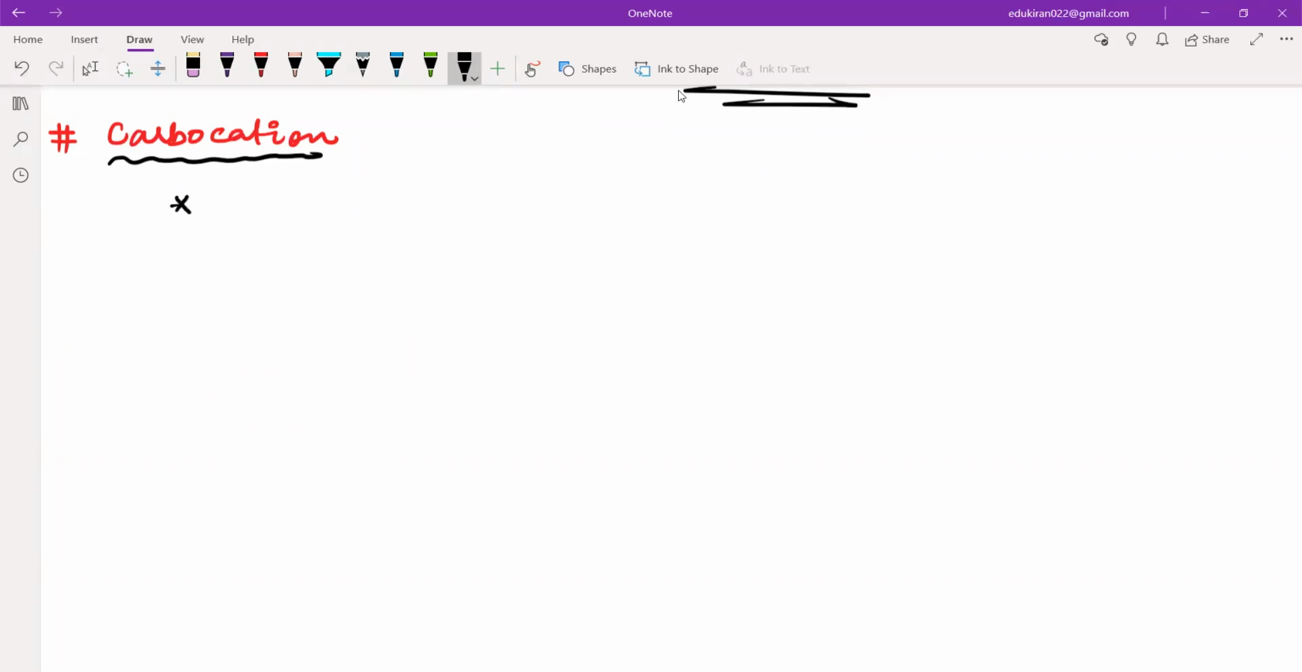So the first point that you have to remember is, what is a carbocation? This is a carbon with 3 bonds, and there is a positive charge on the carbon. This is the structure of a carbocation. Now these bonds can be attached to hydrogen or different alkyl groups, or some different groups also.